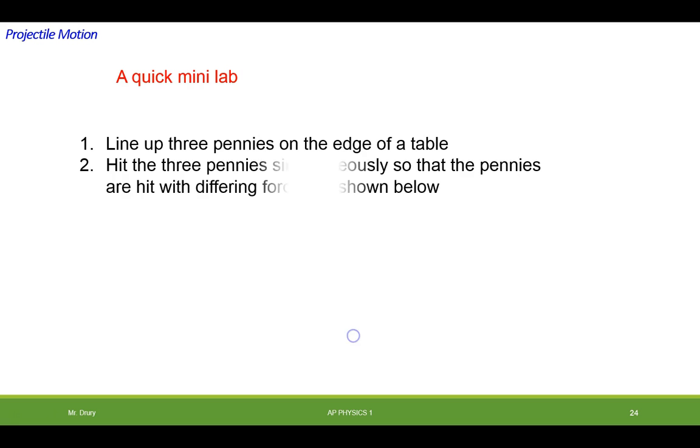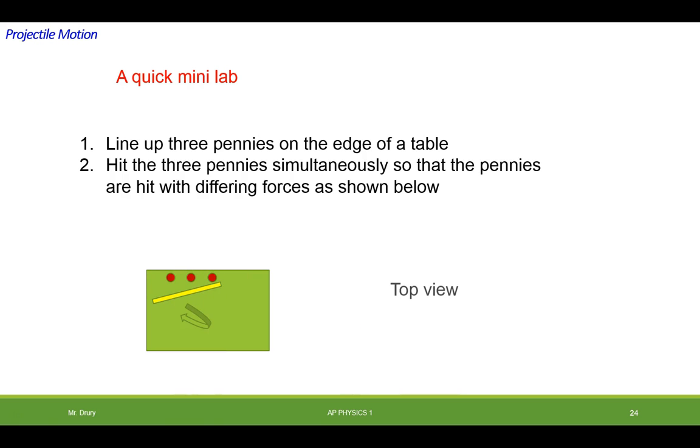Okay, here's a quick mini lab to try at home. You line up 3 pennies on the edge of a desk or table. You hit the 3 pennies simultaneously, so the pennies are hit with different forces as shown below. Alright, so here's the top view. You have 3 pennies all lined up at the edge. Take a ruler and you whack them. So they all leave the table at the same exact instant.